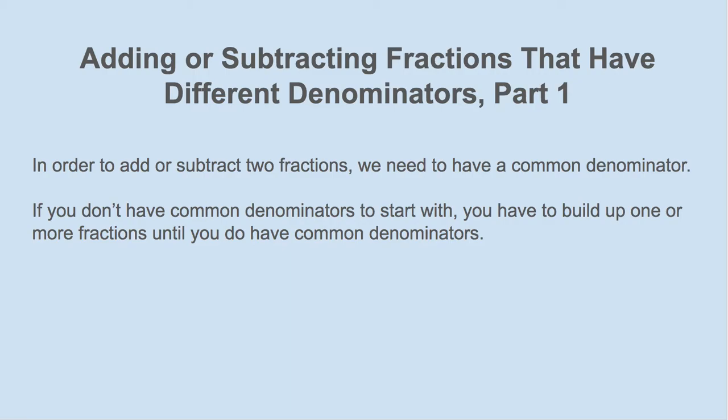Adding or subtracting fractions that have different denominators, Part 1. In order to add or subtract two fractions, or more fractions, we need to have a common denominator. If you don't have a common denominator to start with, you have to build up one or more of the fractions until you do have common denominators.